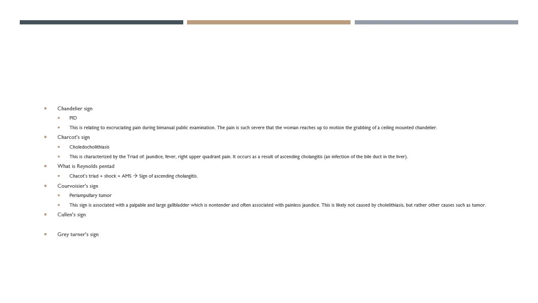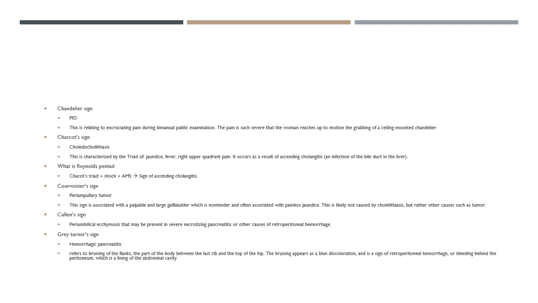Next you have Cullen sign. What is Cullen sign? Cullen sign is a periumbilical ecchymosis that may be present in severe necrotizing pancreatitis. So severe necrotizing pancreatitis leads to hemorrhage, which leads to retroperitoneal hemorrhage. So it's not specific for acute pancreatitis, but it is a sign associated with acute pancreatitis as well as retroperitoneal hemorrhage.